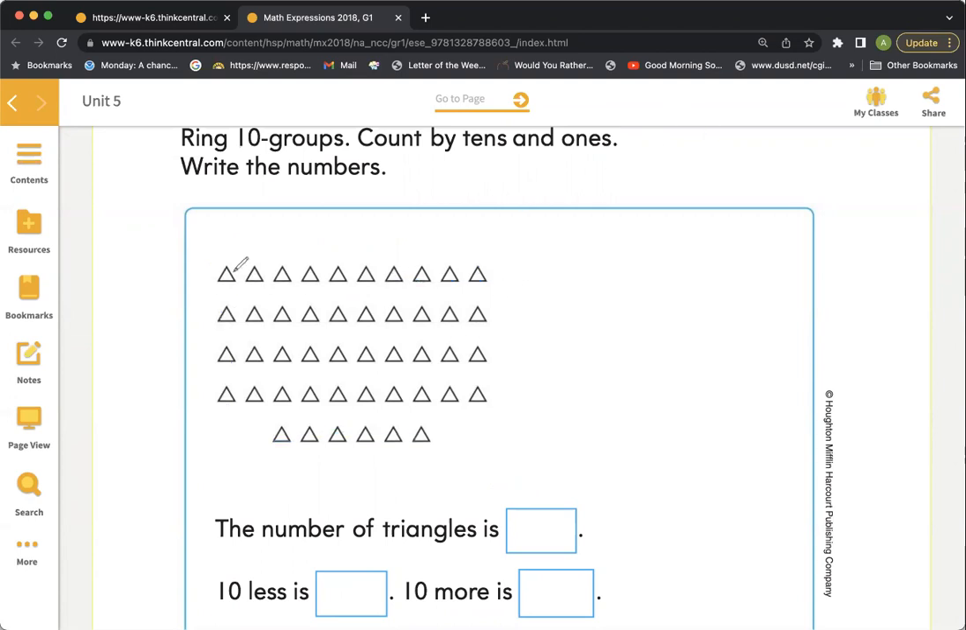Again, ring the 10 groups and count by tens and then by ones. Write the number here. What number is 10 less than this number and 10 more than this number? Pause to solve. Press play when you're ready to begin.